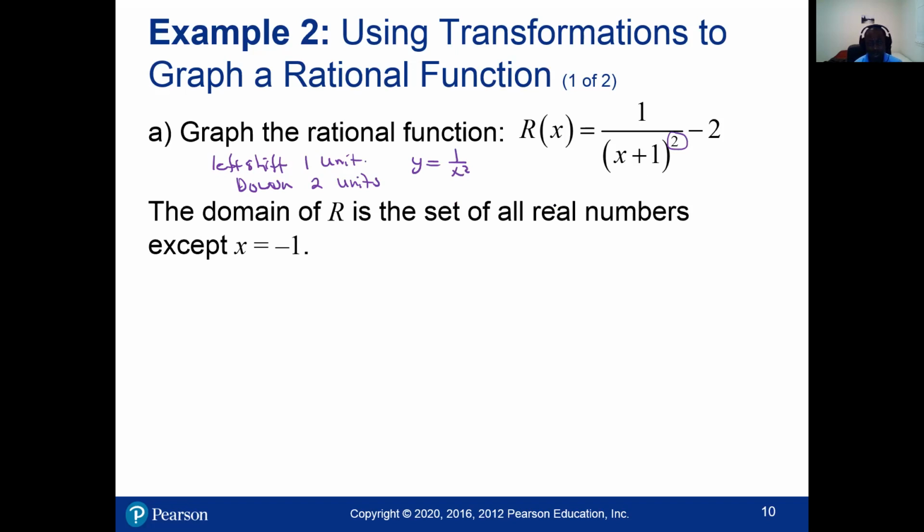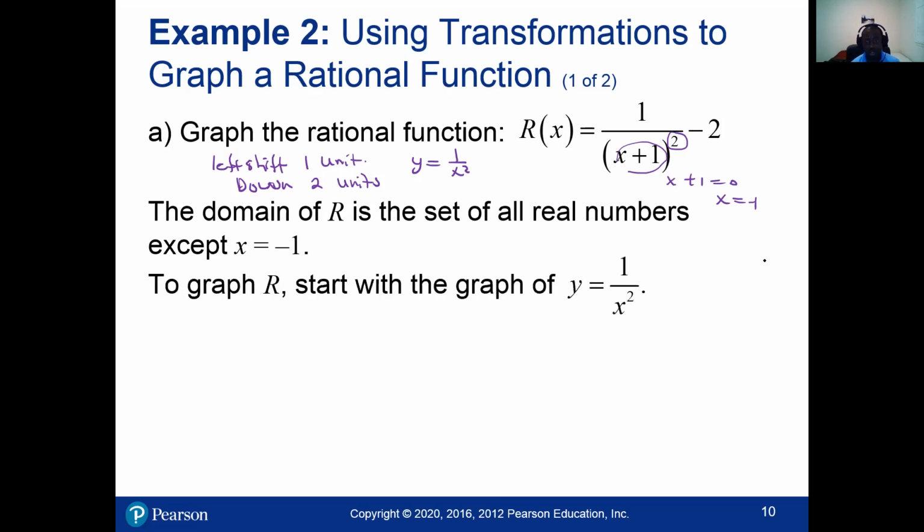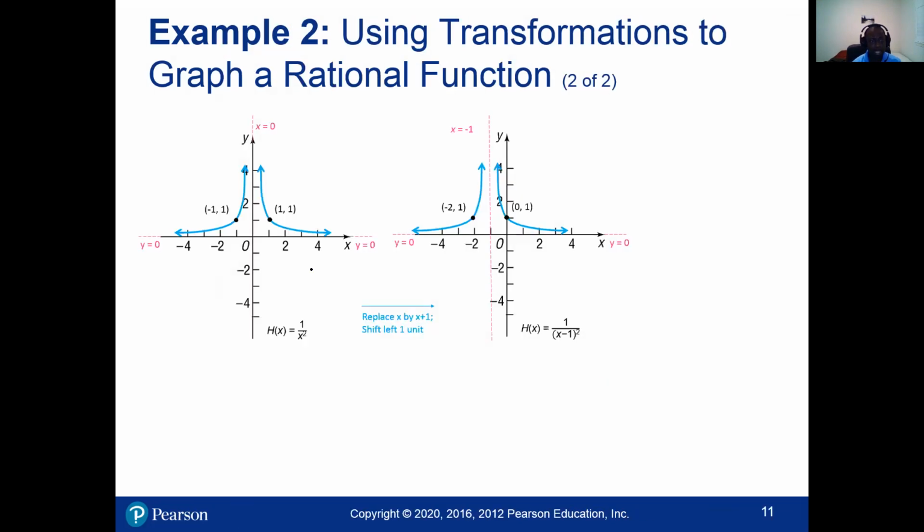So we're going to start with, what's the domain of this? If you take the denominator and set it to 0, x plus 1 equal to 0, you have x equal to -1. It includes all real numbers except x equal to -1. Well, we're going to start with the graph of y equal to 1 over x squared, because that's what it resembles. Then we're going to shift this to the left 1 unit, and then down 2 units. As we said, this graph will contain the points (1, 1) and (-1, 1). All right, this is the graph of 1 over x squared.